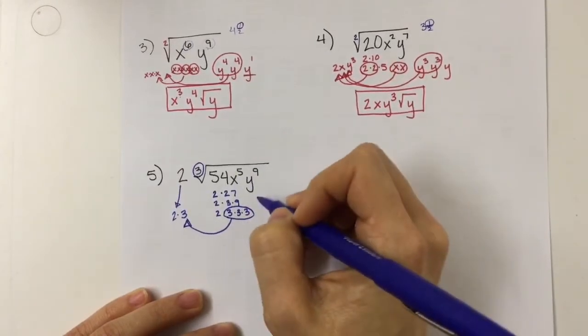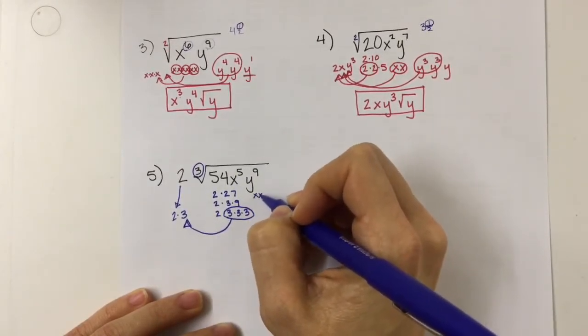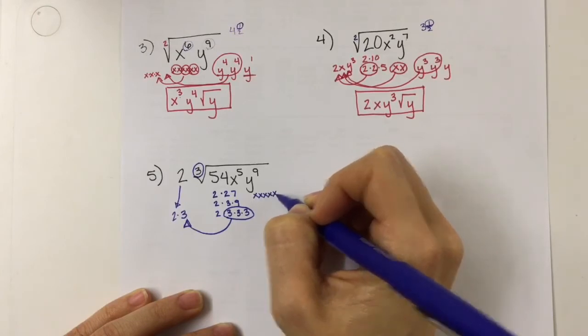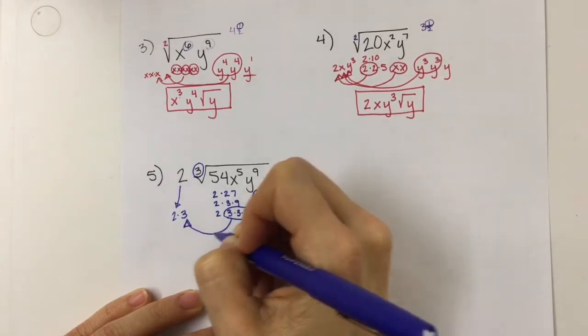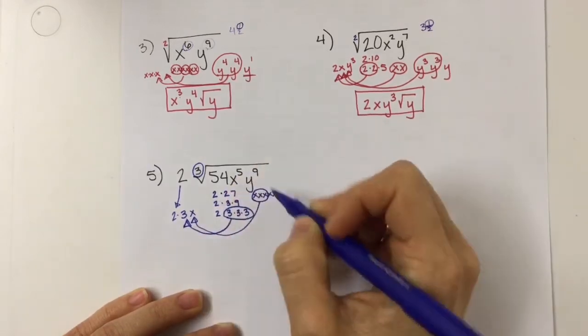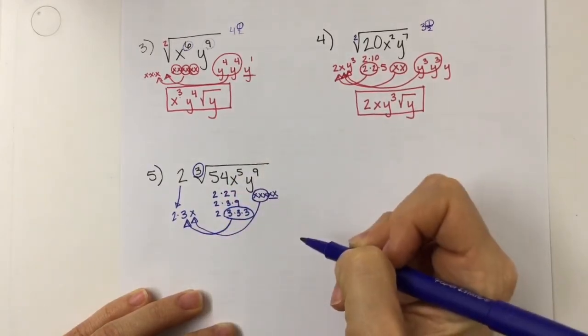Now x to the 5th is next. Notice that would give me 5 x's. There's a group of 3 there. That group of 3 is going to come out, but these 2 x's are left over and they're going to remain inside.